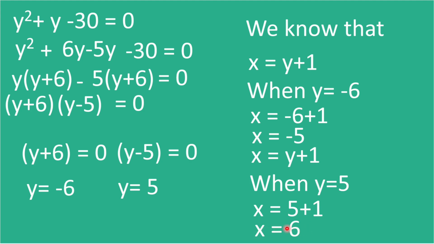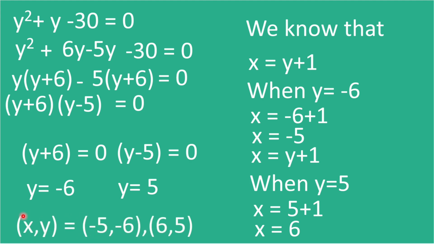And now we have two sets of values, that is the values of x and y equal to minus 5, minus 6, that is this minus 5 minus 6, and similarly this 6 and this 5. So we have obtained these values from case 1, and now let's take case 2, which is 7 times 13.